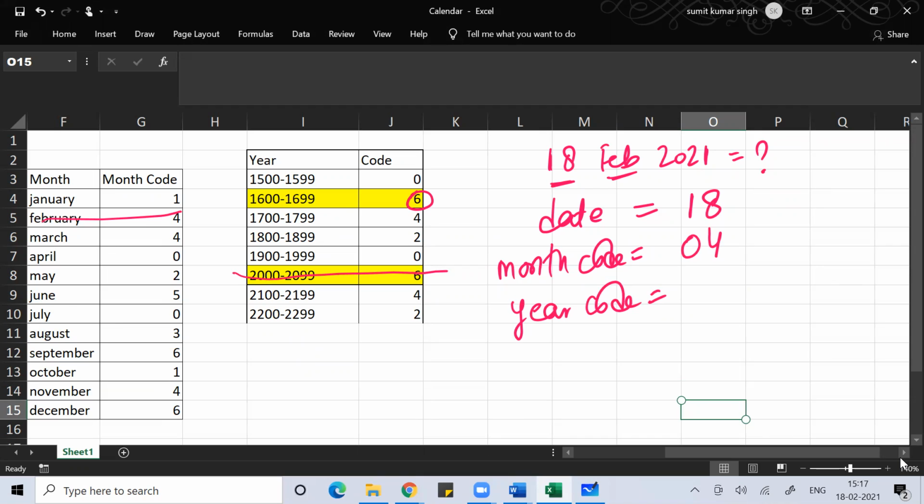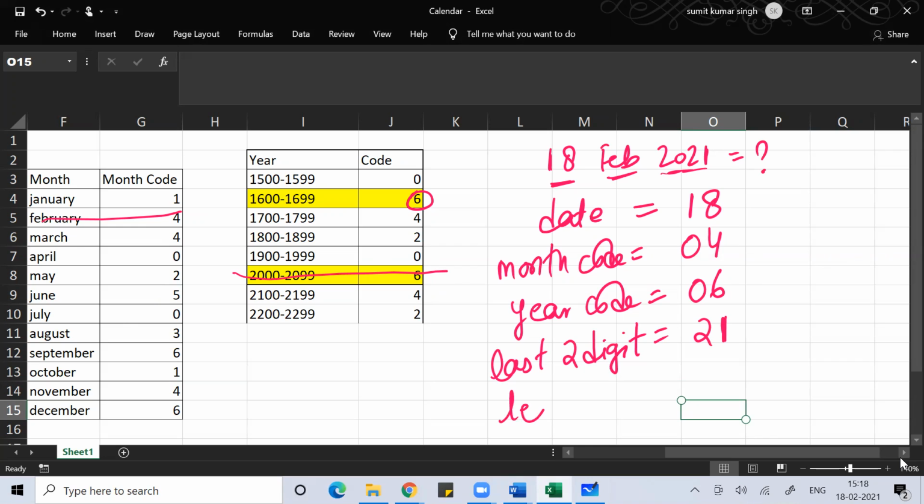What is the year code? For the years 2000 to 2099, the code will be 6. Fine, so you're understanding this. So first the date, then the month code, then the year code, then the last 2 digits of the year. What is the last 2 digits of the year? That is 21.